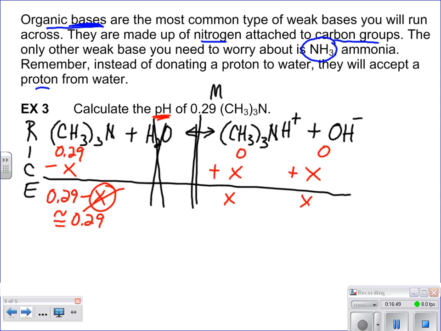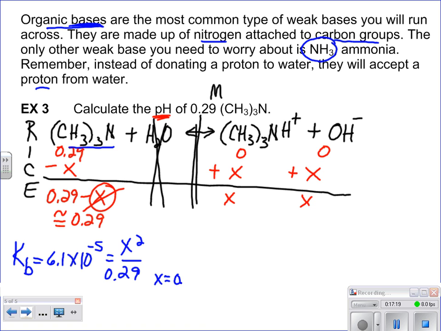I've got my reference sheet that I can look at. I look up this compound and I see that my K value for that base is going to be 6.1 times 10 to the negative fifth. And then I set this up, I get x squared over 0.29. So my x ends up being 0.0042.